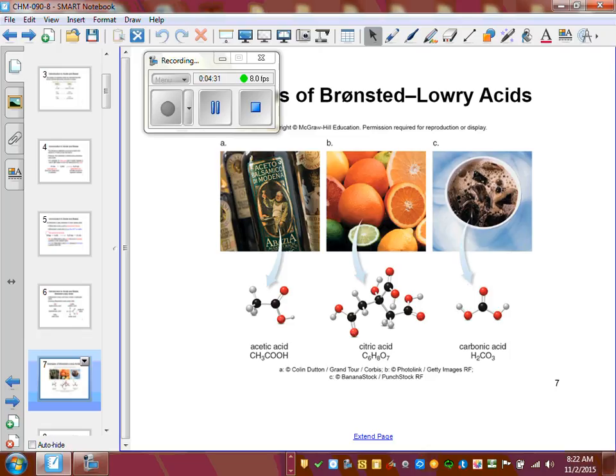Citric acid is found in fruits, which is why they use the new cleaners that have the orange, and they have citric acid in it, which is why oranges and lemons have that sour taste that's from acid. Carbonic acid, H2CO3, that's what makes your Coke fizz, and also gives it a slight tart taste.